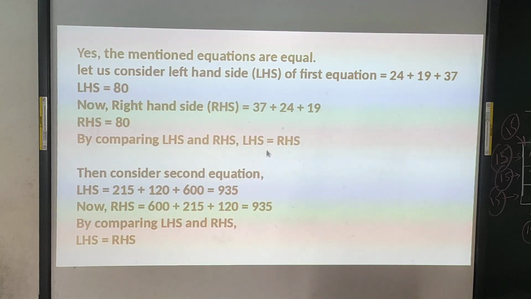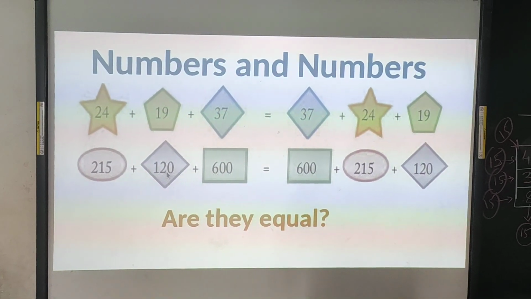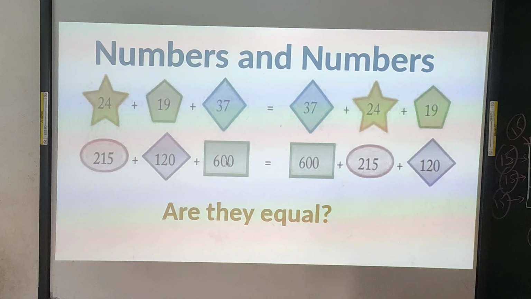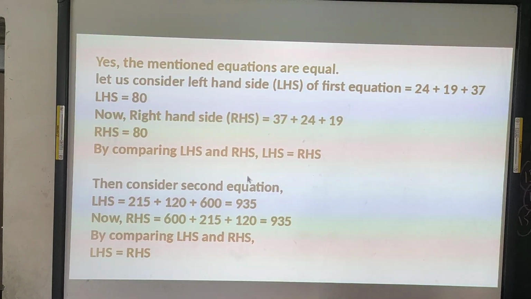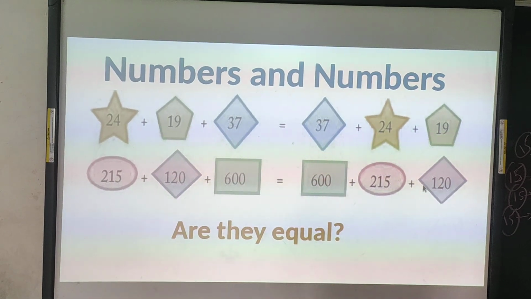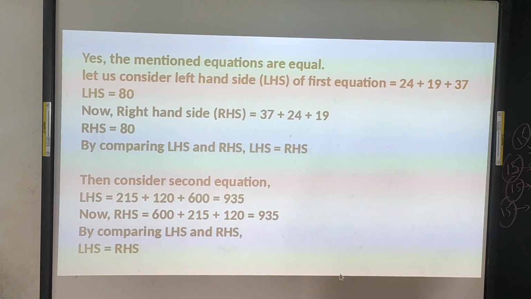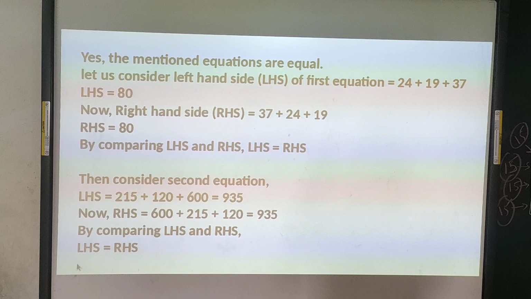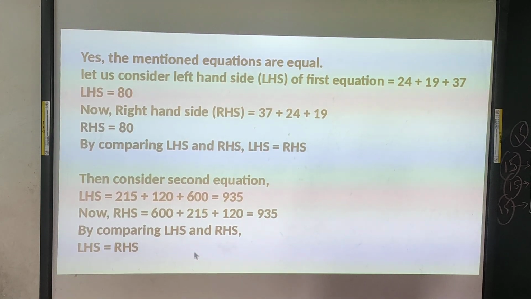Same in the second example. See here, 215 plus 120 plus 600 is the left hand side. What is the answer? 935. 600 plus 215 plus 120 is the right hand side. The answer is the same, 935. So left hand side equals right hand side.